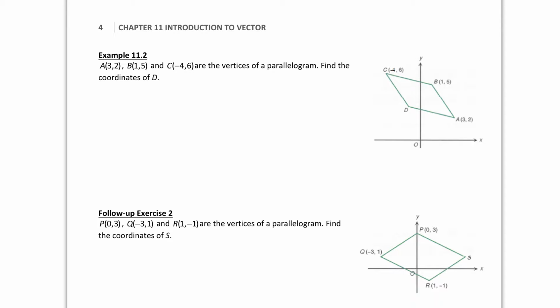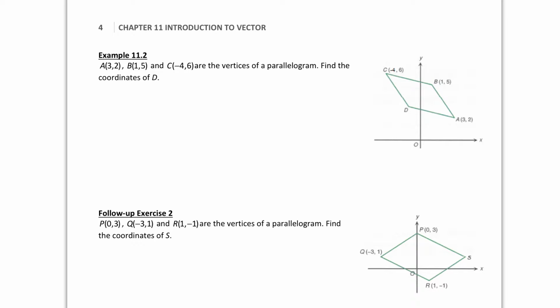Example 11.2. A, B, C are the vertices of the parallelogram. Find the coordinate of D. In S3, we have already discussed how to make good use of the formula of the slope to find the coordinate of point D. Or you can also write down point D directly by using the property of a parallelogram. But in this video, I would like to introduce how we can make good use of vectors to find the coordinate of point D. And I also want to introduce some special properties of vectors.